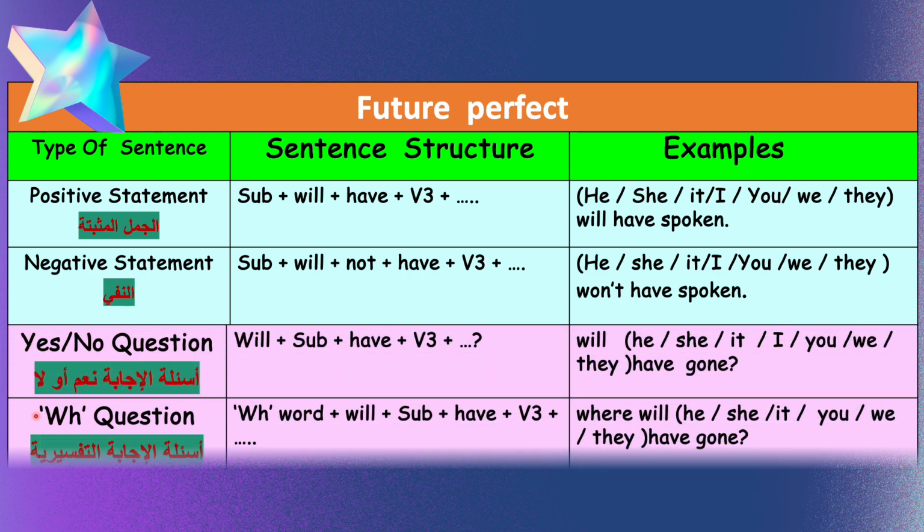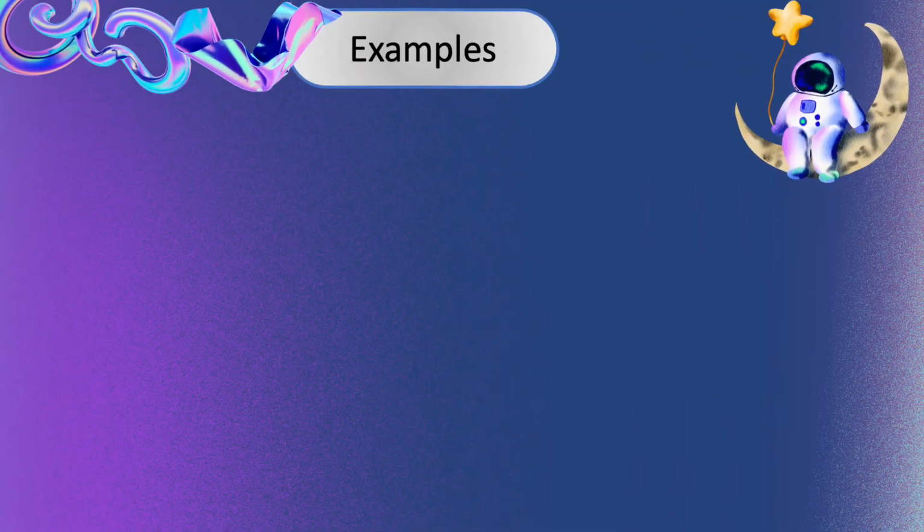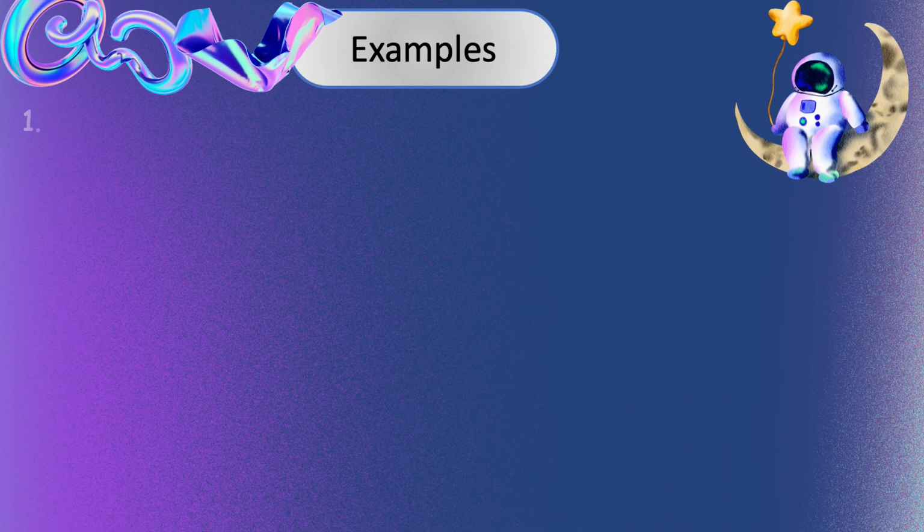To form questions with yes and no answer, short answer, start with will, subject, have, verb 3. To form WH question, start with WH words, and the rest of the sentence will, subject, have, verb 3. And now check out the rules for making future perfect tense.